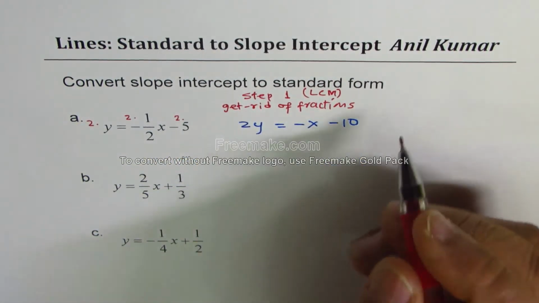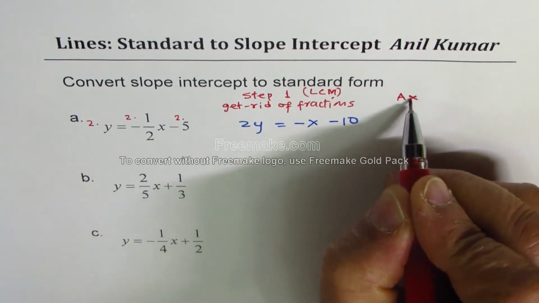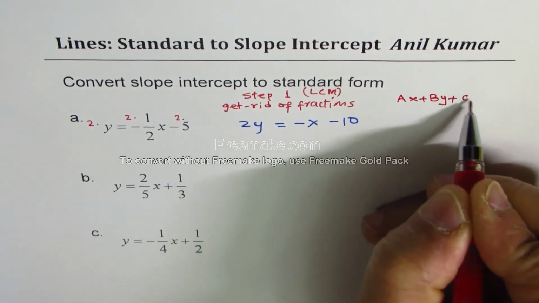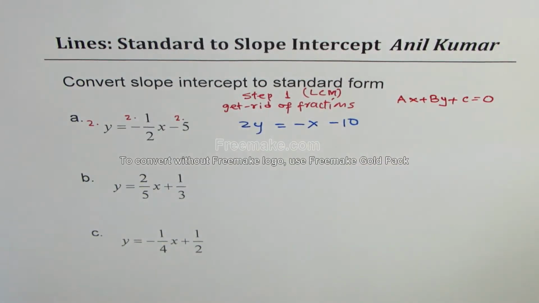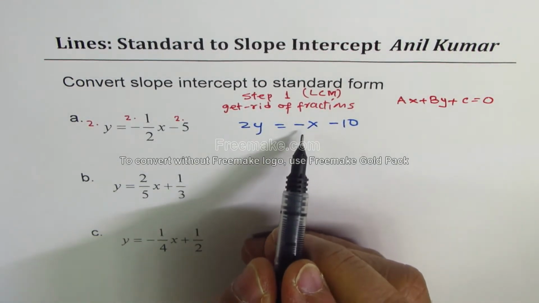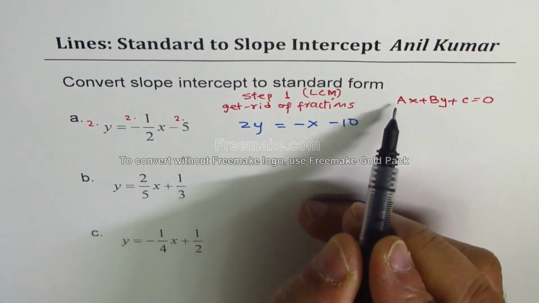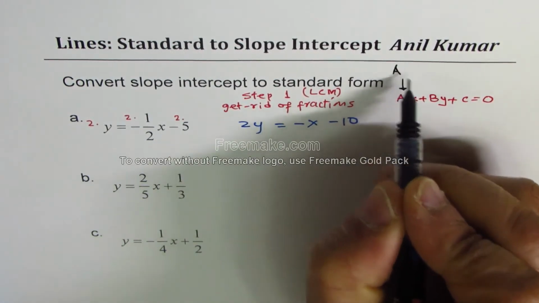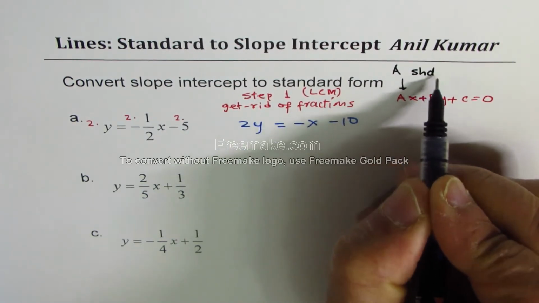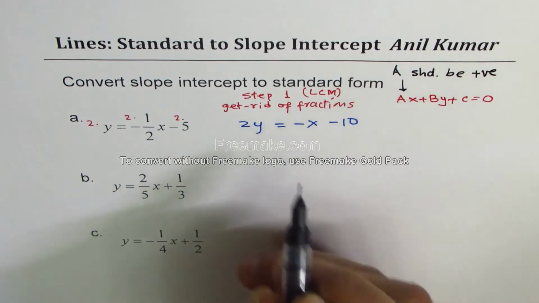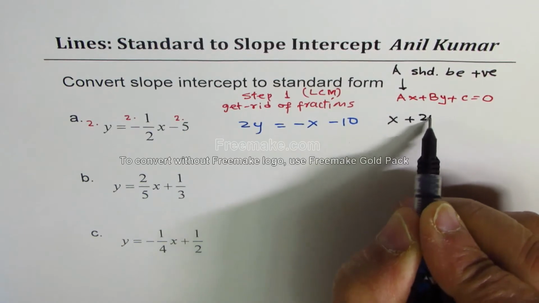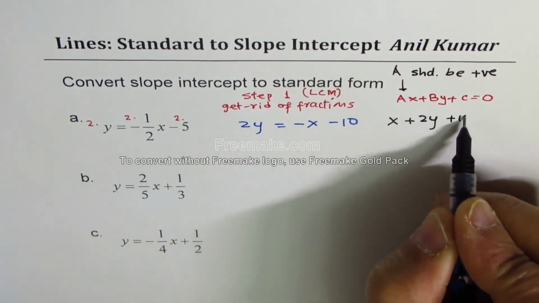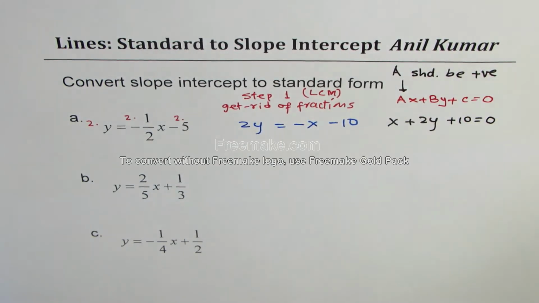And the second step is to write the standard form, which is ax plus by plus c equals 0, right? 0 could be written on either side. Now in this particular case, we always need the coefficient of x to be positive. a should be positive. Is it okay? So bring x to the left side. So we get x plus 2y. Bring 10 to this side, plus 10 equals 0. Perfect. So this is what you need to do.